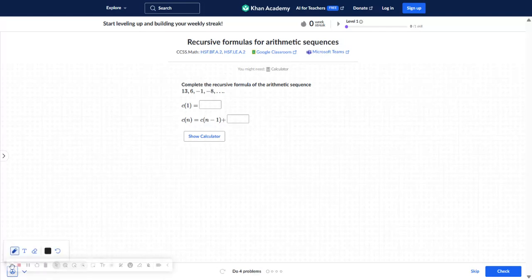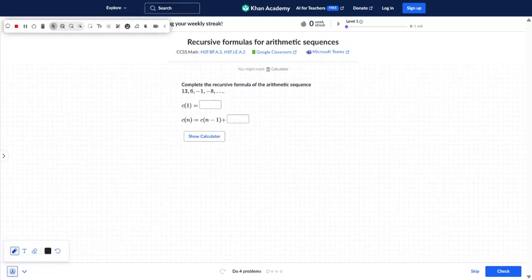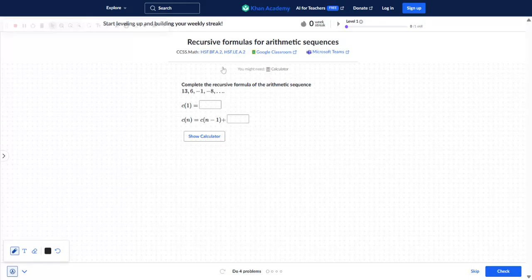All right, so we're looking at our homework assignment with Khan Academy. So this is recursive formula. Remember, recursive is different than explicit. Explicit, remember, kind of like rocket launches us straight to the nth term. And recursive, as we'll see, is a little bit of a silly formula.